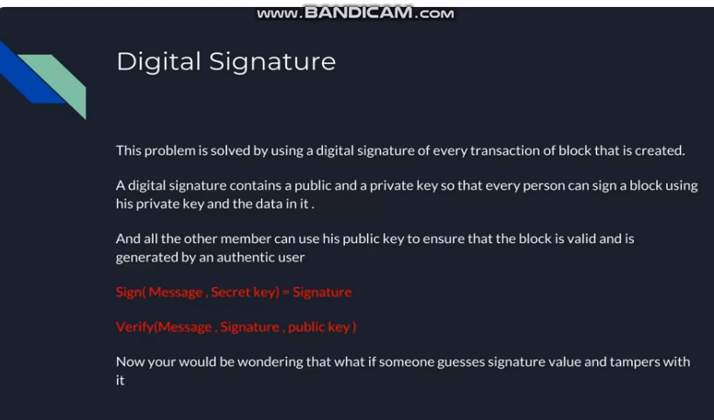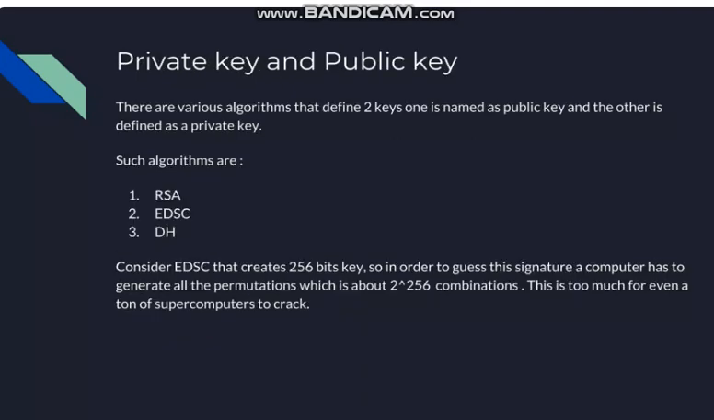Now you would be wondering what if someone guesses the signature value and tampers with it. Private key and public key. There are various algorithms that define two keys. One is named the public key, another is defined as the private key. Such algorithms are RSA, ECDSA, DH. Consider ECDSA that creates a 256-bit key. So in order to guess this signature, a computer has to generate all the permutations, which is about 2^256 combinations. This is too much for even a ton of supercomputers to crack.